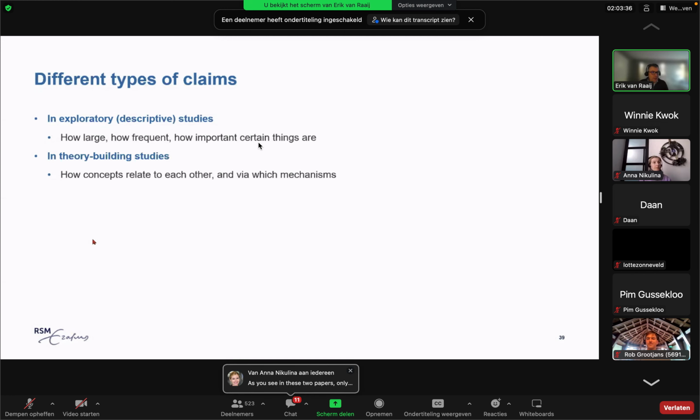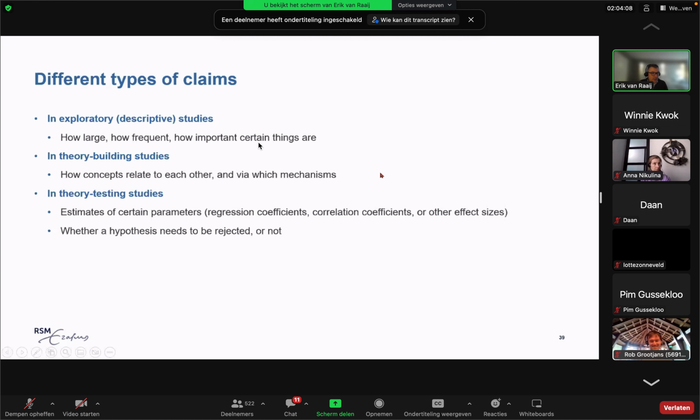Theory building, of course, they will end up with some theoretical framework. So they make a claim about how concepts relate to each other, which is the cause and which is the effect. Maybe they will have a claim about a moderator or a mediator. And if they are really writing a good paper, they will also explain the mechanism why a certain cause leads to a certain effect. And they will describe via what mechanism this will happen. So that type of claim you will see in a theory building study.